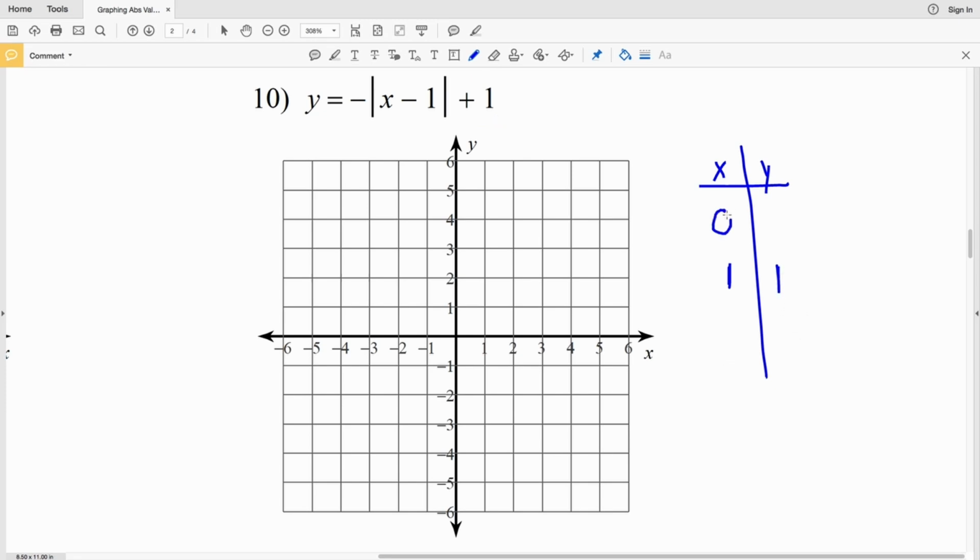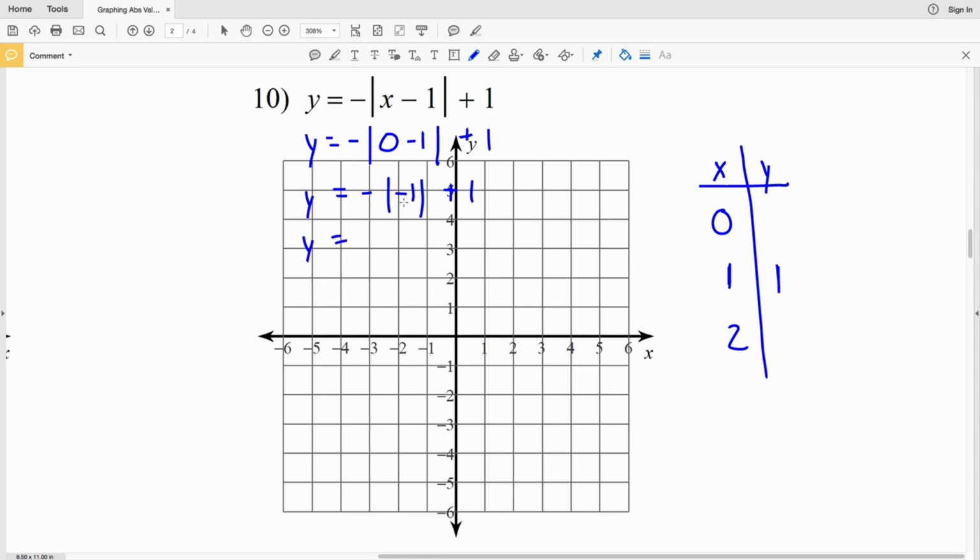So I'm going to plug in 0 for x and solve to get y, and that y value is going to be the same for when x is 2, since 0 is 1 less than 1 and 2 is 1 greater than 1, which is the x coordinate for our turning point. So plugging in 0, we get y equals the opposite of the absolute value of 0 minus 1, plus 1. So y equals the opposite of the absolute value of 0 minus 1, which is the absolute value of -1, plus 1.